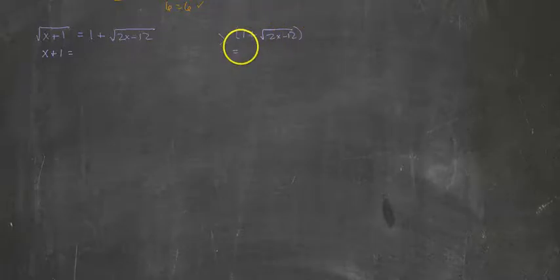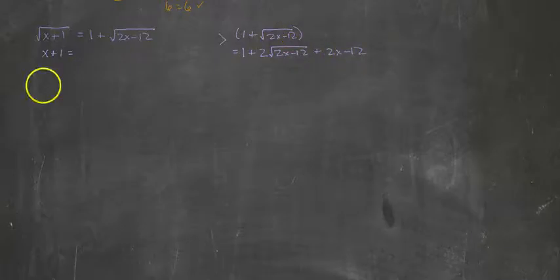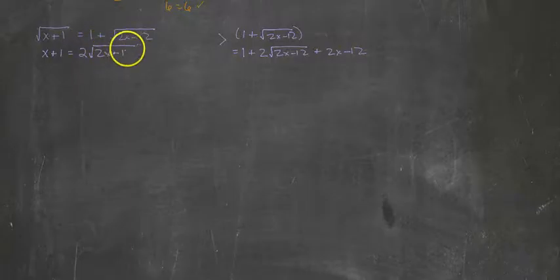So that would be 1 squared is 1, plus 1 times this radical times 2. So I have plus 2 times the square root of 2x minus 12, and then plus, now I get to square this, so I have 2x minus 12. So when I copy it over here, I've got only prettiness. 2 root 2x minus 12 plus 2x, 1 minus 12 is minus 11.